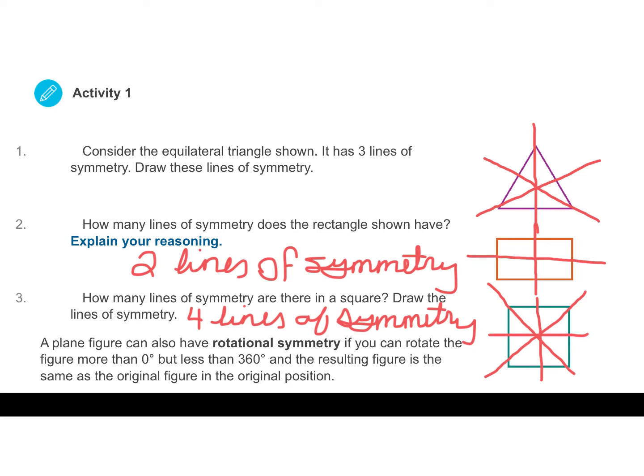Okay, get your highlighter. You're going to highlight: a plane figure can also have rotational symmetry if you can rotate the figure more than 0 degrees but less than 360, and the resulting figure is the same as the original figure in the original position. So it means you're stabbing it in the middle and rotating it more than 0 but less than 360. So you have to be able to rotate it at least once before you get to 360.